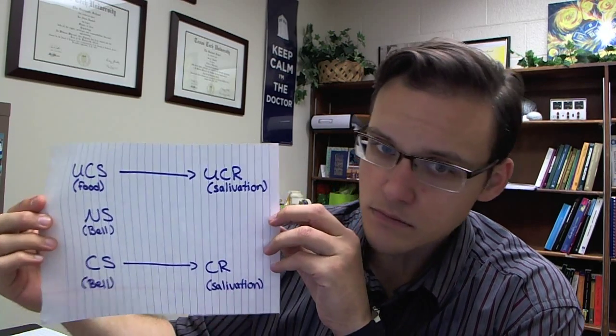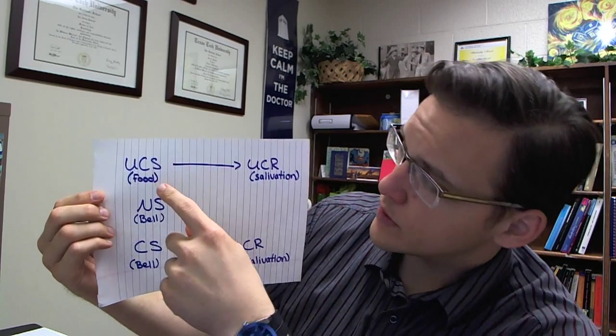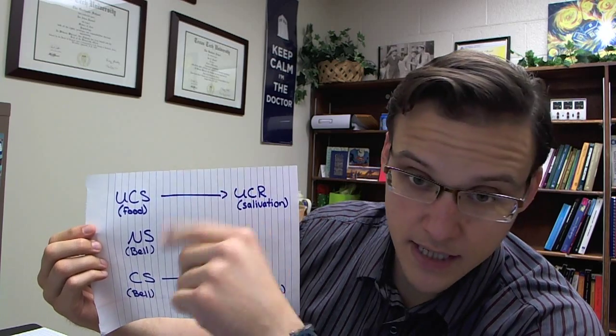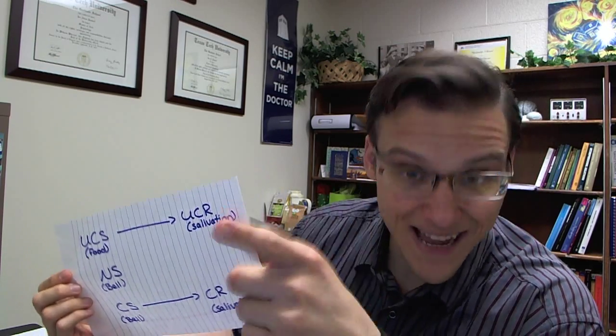So let's start off with classical conditioning. What are the components of classical conditioning? Here are the components. We have UCS, that stands for unconditioned stimulus, and the UCR, that stands for unconditioned response. Now, before we go on, I want to start right there. The unconditioned stimulus is called unconditioned because you already have associated that stimulus with that response.